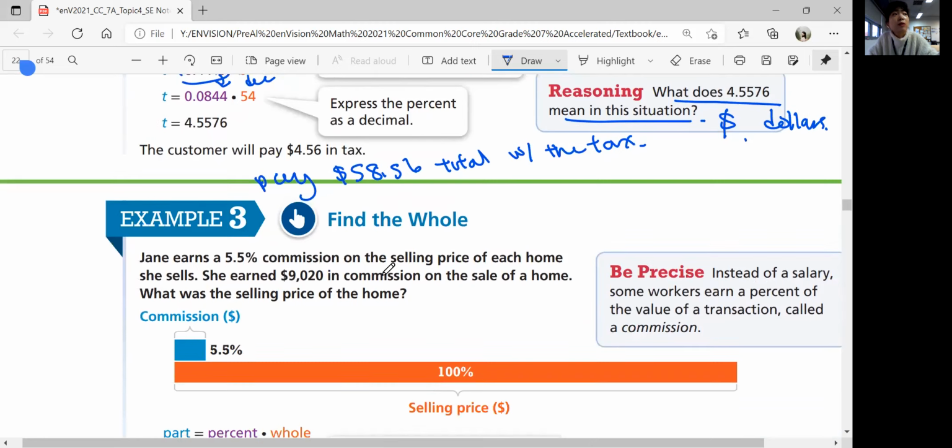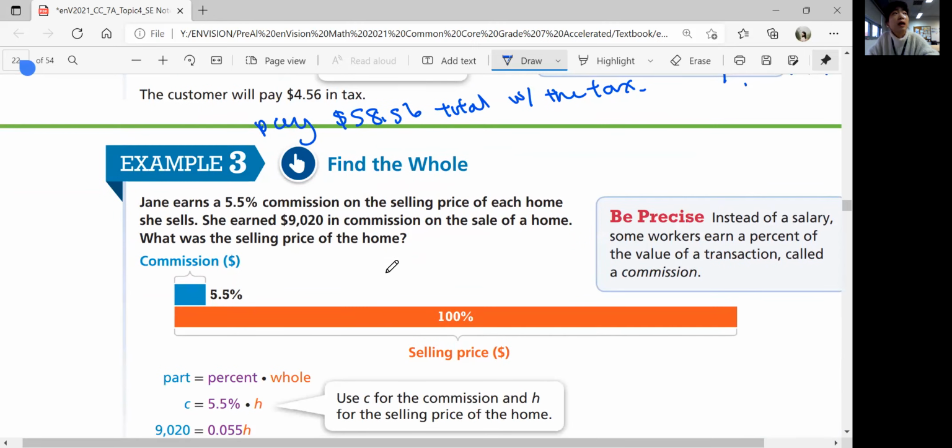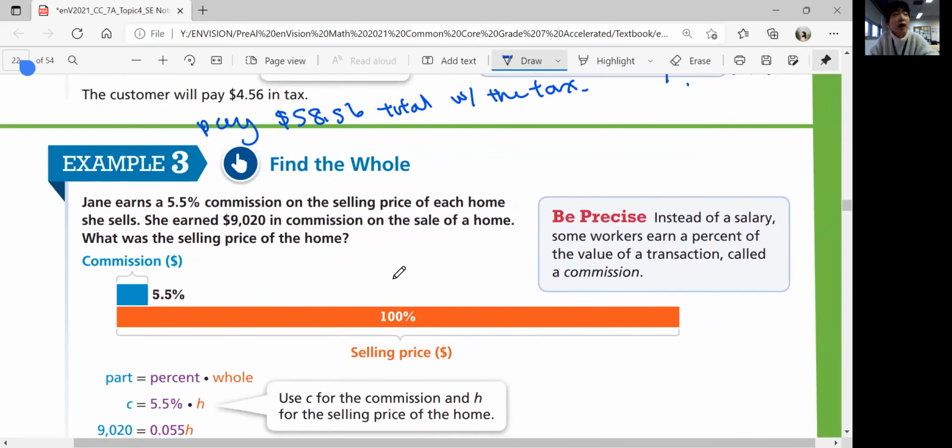Okay, example 3, find the whole. Jane earns 5.5% commission on the selling price of each home she sells. So every time she sells the home, she doesn't get the money. She works for the company, so she's going to get a commission because she sold the house, right? But she doesn't get the money that comes from selling the house.